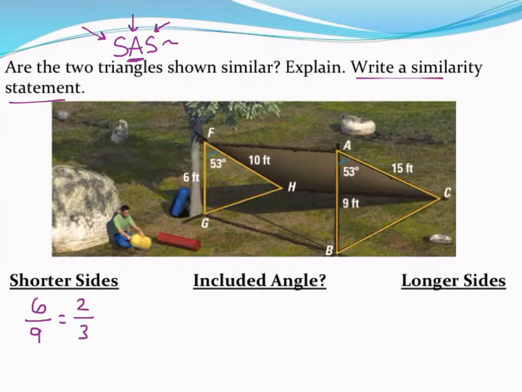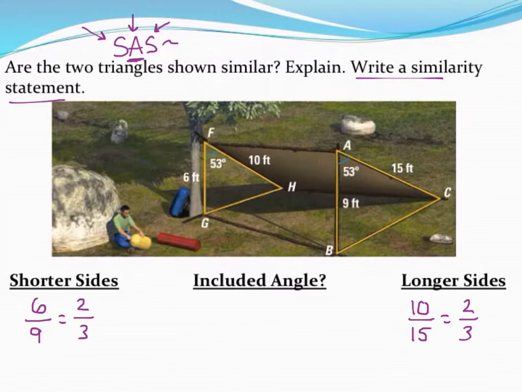Let's move to the longer side. So I'm going to move to the other end of the screen. The longer side in the smaller triangle is 10. The longer side in the bigger triangle is 15. 10 over 15 simplifies to, again, 2/3. So that's good. We've got the S and the S part of side angle side figured out. We've shown that the two sides have the same ratio.